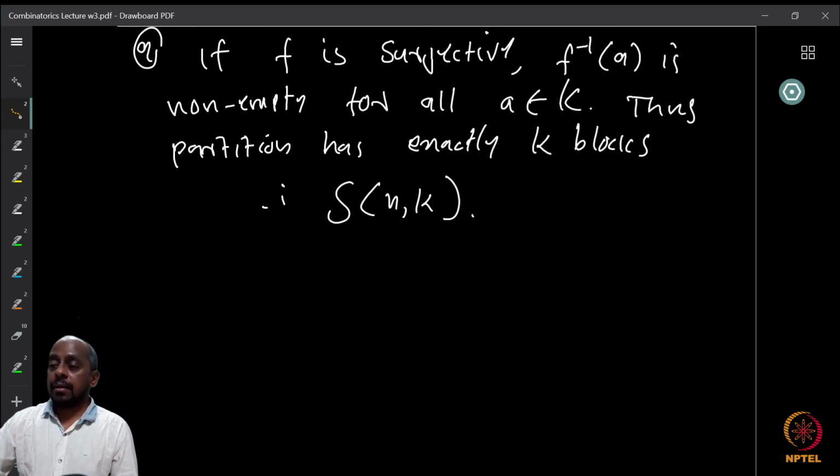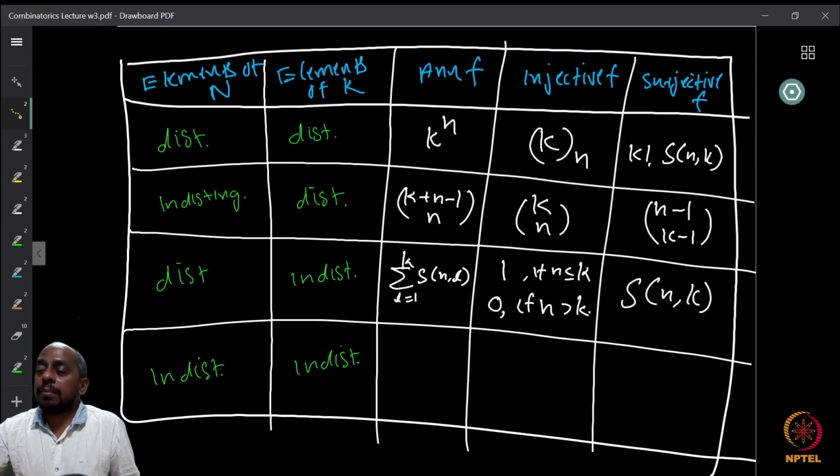So this counts the number of surjections when the boxes are identical. Okay. Now what happens if the elements of n are indistinguishable, and the elements of k are also indistinguishable? This means that all the balls are identical, all the boxes are identical. So how do you count in this case?